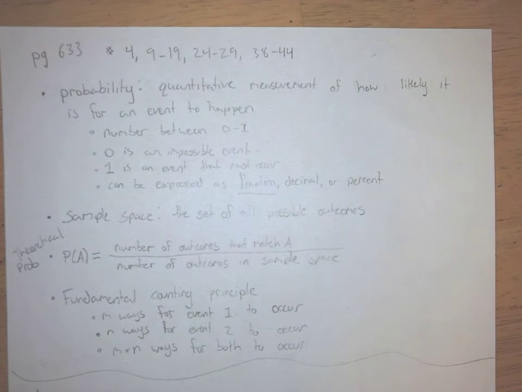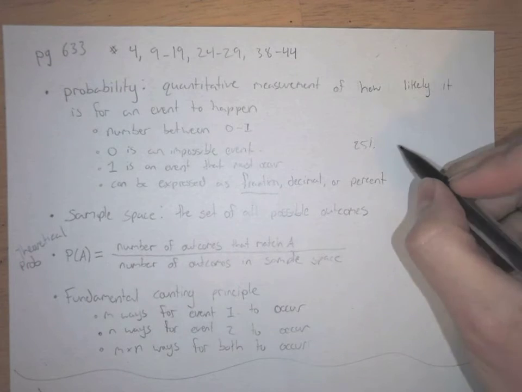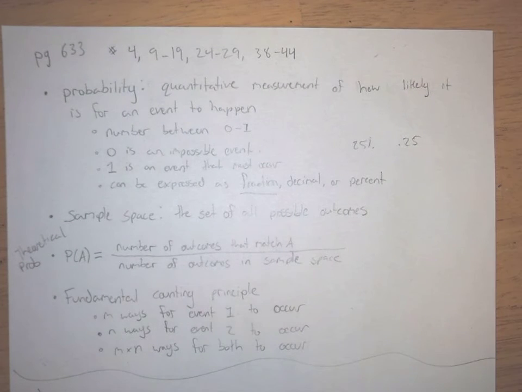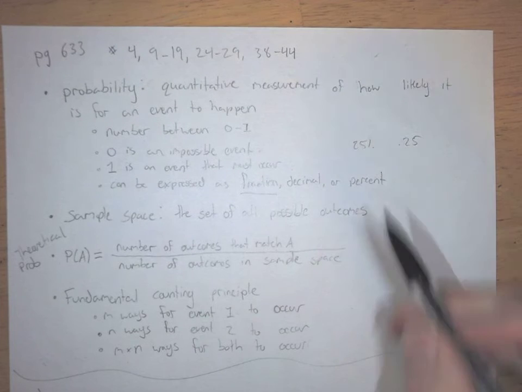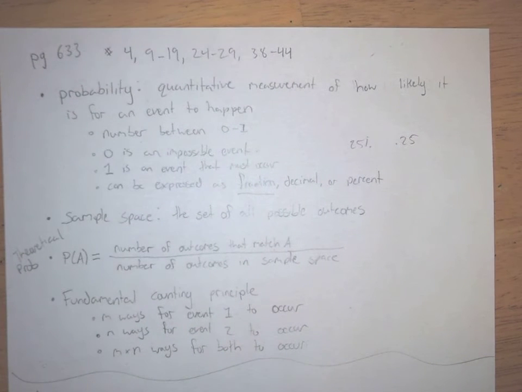So if you see something like 25%, keep in mind that that's 0.25, which is still a number between 0 and 1. Although this looks like it's a lot bigger than 1, 25% means 25 per 100. So it's somewhere in between never going to happen and for sure going to happen. There's a probability in there.